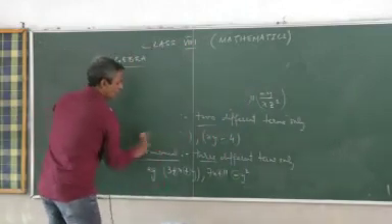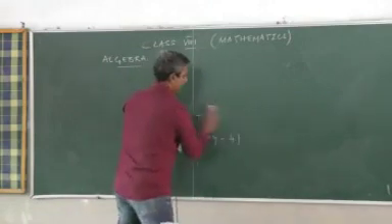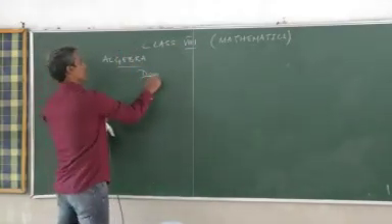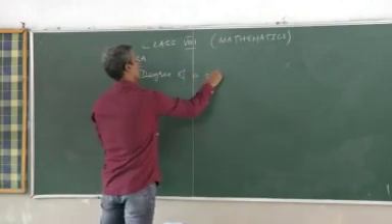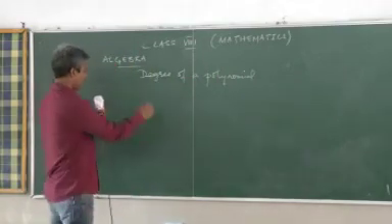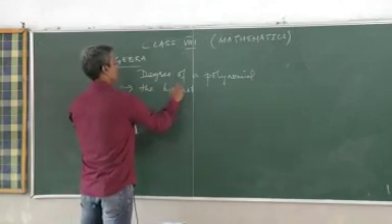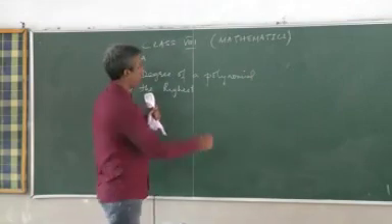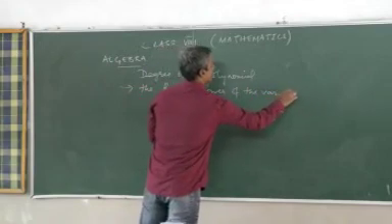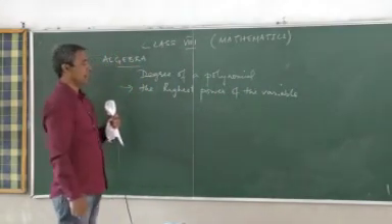Degree. How do we find out the degree of an algebraic expression? Or better than that, the degree of a polynomial. Degree of a polynomial. What is it? It is the highest power of the variable. The highest power of the variable is the degree of that polynomial.